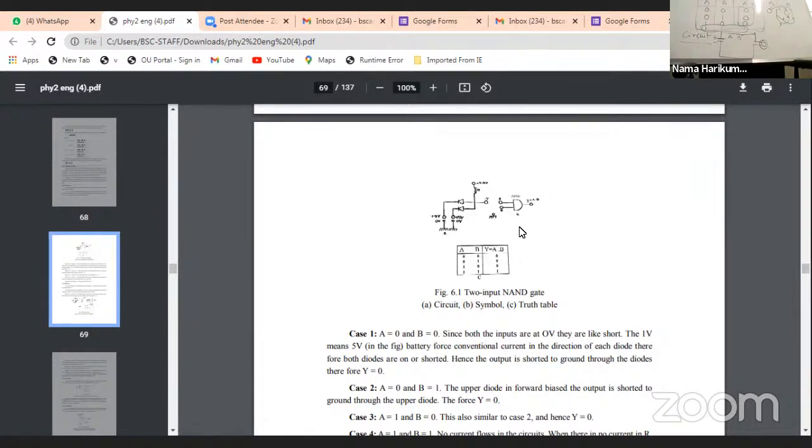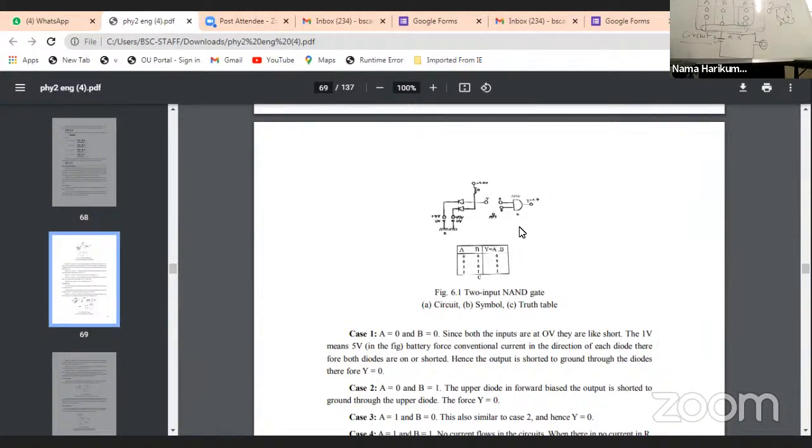Definition: two or more inputs. When all inputs are high, the output is also high, and the remaining output values are low. That is the AND gate. It is very easy, right? So when the inputs are both high, the output is also high, and the remaining are low. That is the AND gate definition.